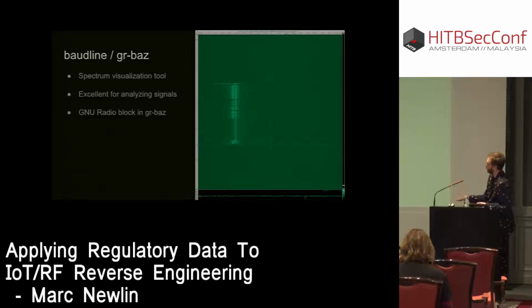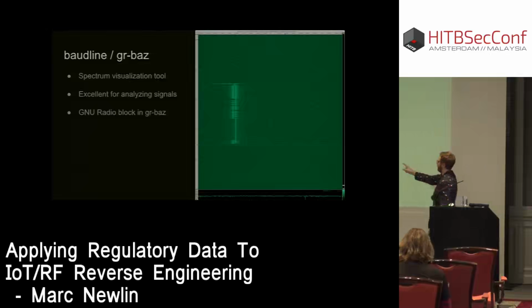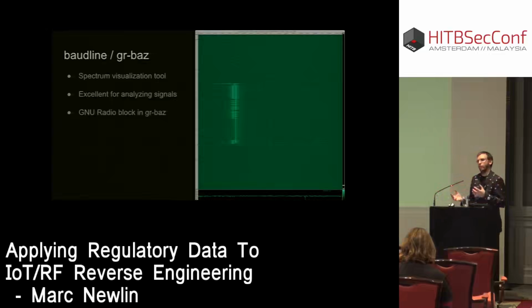This is baudline. Baudline is an independent tool, and then there's the gr-baz GNU Radio module, which allows you to wire up GNU Radio to baudline. Baudline is nice because you can pause the spectrum as it's going down in real time and expand it. So this is a case of some FSK modulated data, and you can even see that it's going left for bit 0, right for bit 1, and you can almost visually make out what data is actually being transmitted.